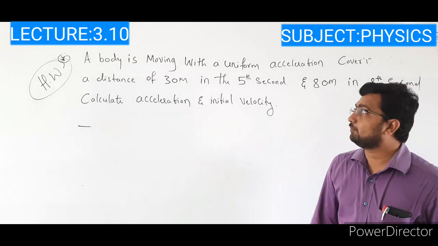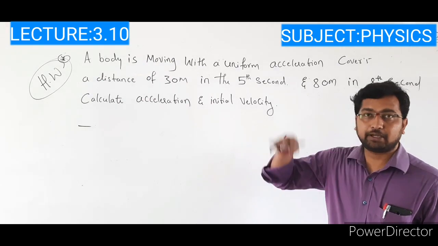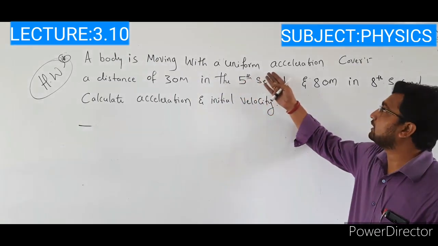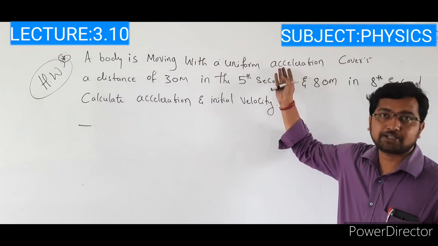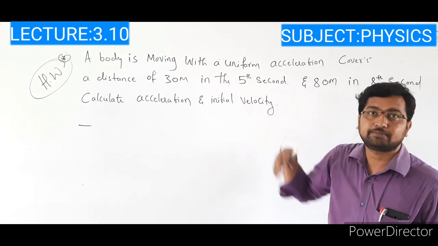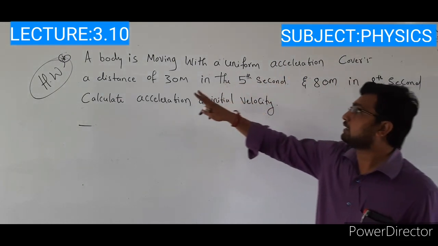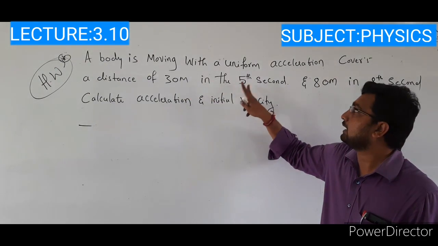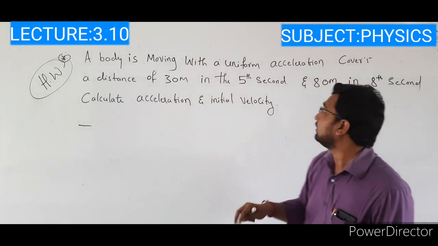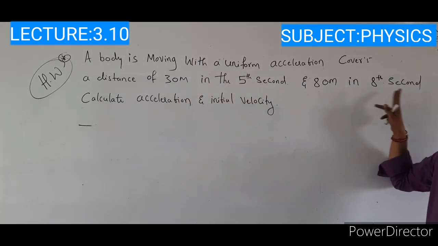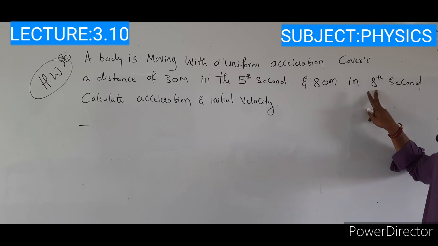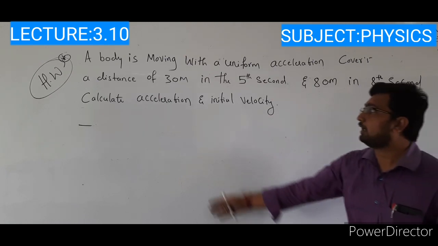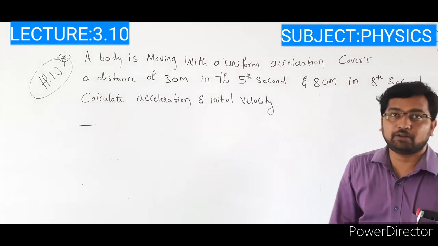So this one is a homework problem. This problem is also similar to the previous one, right? Once you see this problem here, a body is moving with uniform acceleration. Uniform acceleration means acceleration at that point is constant, right? Then it covers a distance of 30 meter in the fifth second. The displacement of the particle in the fifth second is 30 meter, and 80 meter in the 8th second. So the displacement of the particle in the 8th second is 80 meter. Calculate acceleration and initial velocity.